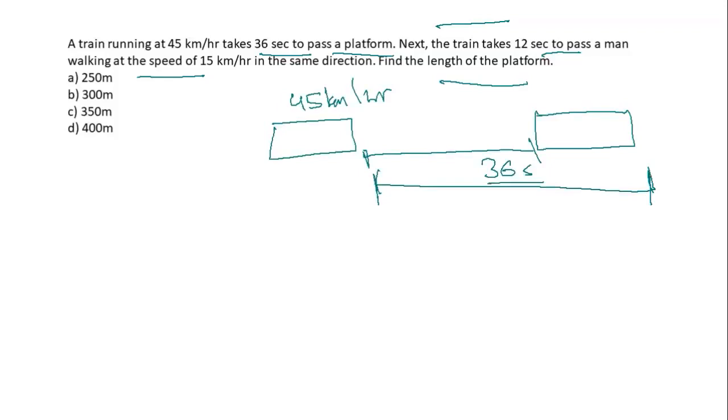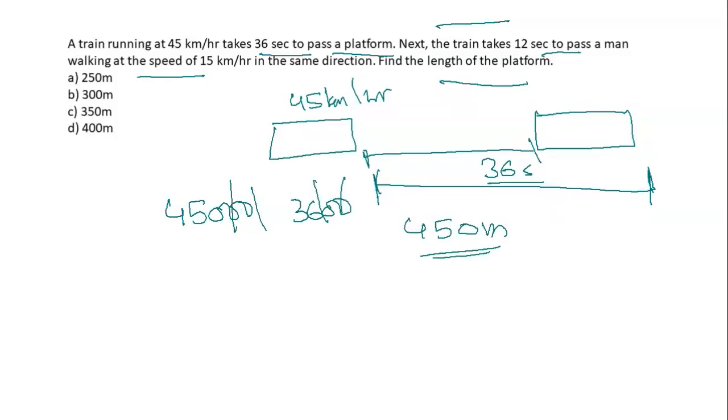So the train is traveling at what speed? 45 kilometers per hour, which means 45,000 meters for 3,600 seconds. So for 36 seconds, how much would it have covered? For 36 seconds, 450 meters it would have covered. Correct. 450 meters. So train plus platform together is nothing but 450 meters.